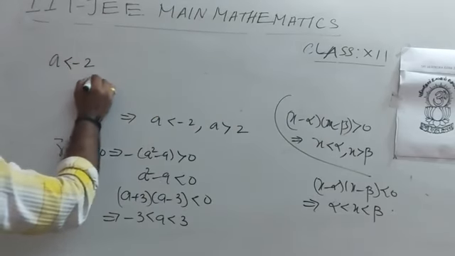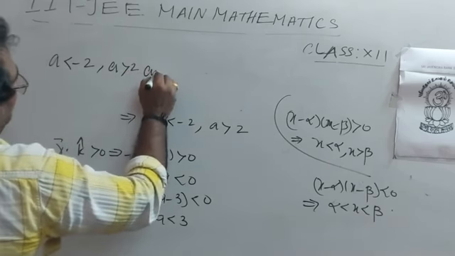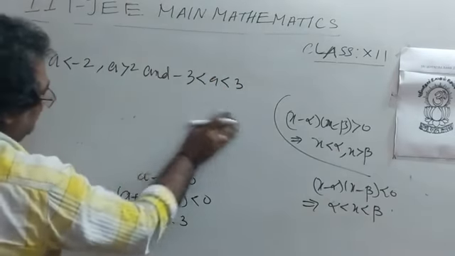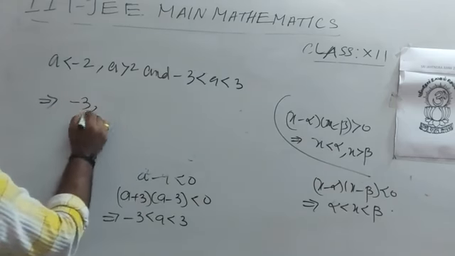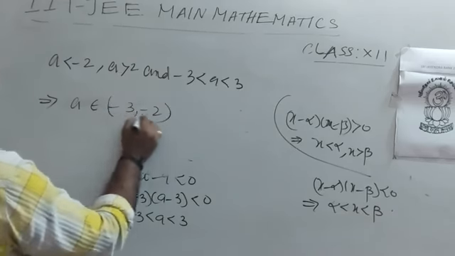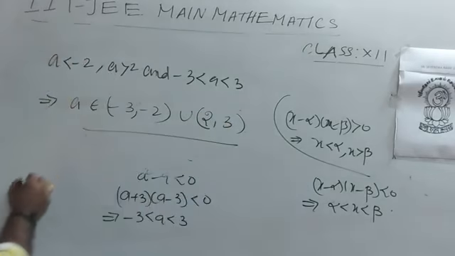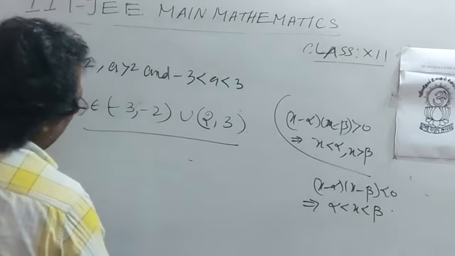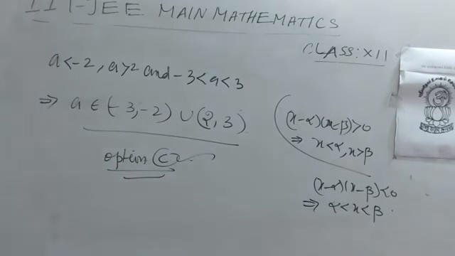A less than minus 2, a greater than 2, and minus 3 less than a less than 3, which implies a belongs to minus 3 to minus 2 union 2 to 3, that is minus 3 comma minus 2 union 2 comma 3. So option C is correct.